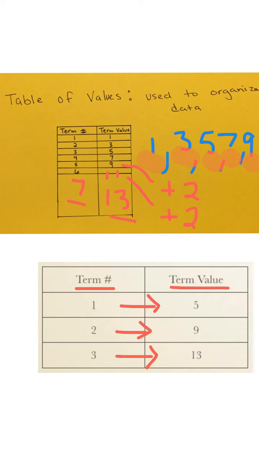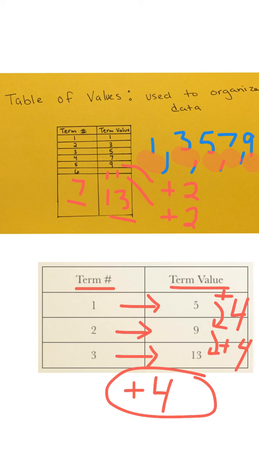If I want to figure out the pattern of the sequence, I try to figure out what is happening between each of the numbers. So if I look at term number 1, it's 5. Well, how did I get from 5 to 9? Well, I added 5, 6, 7, 8, 9. I added 4. So it's a plus 4. Then how did I get from 9 to 13? Well, 9, 10, 11, 12, 13. It's again plus 4. So that means my pattern is plus 4 for this table of values.